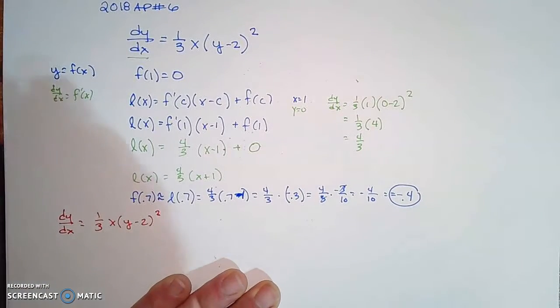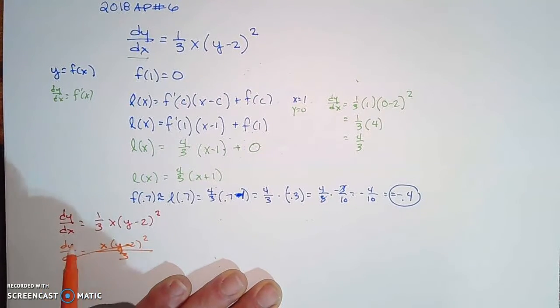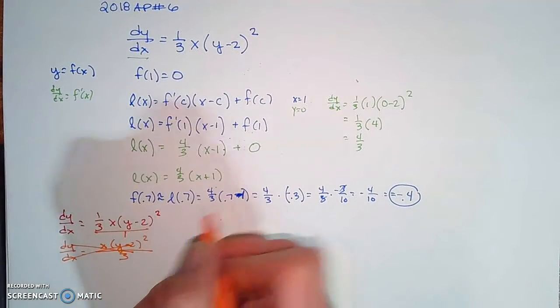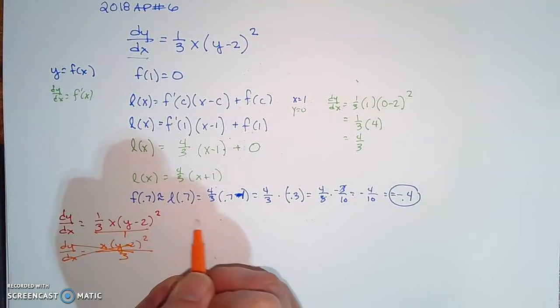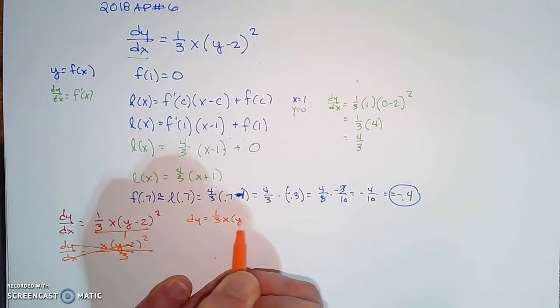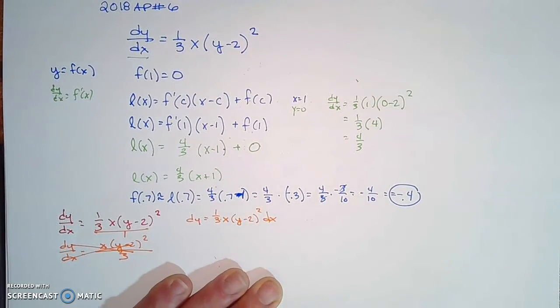Going orange. I'm going to turn this into fractions. Equals x times (y minus 2) squared over 3. You didn't have to do that step, but I did it. Now, let's not do that. Let's try a different way. Let's just put all this over 1. So we'll cross multiply and get dy equals 1/3 x (y minus 2) squared dx. Either way, I'm going to get the same answer, so it's not a problem.